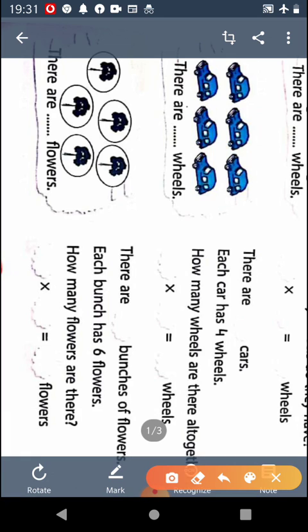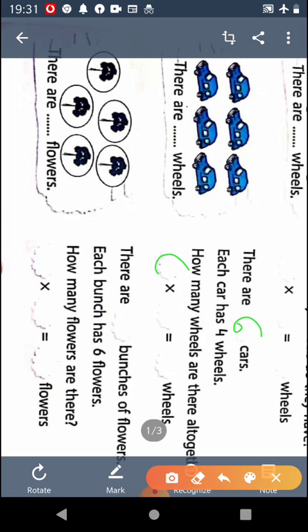And each car has 4 wheels. So how many wheels are there altogether? How many cars are there? There are 6 cars and each car has 4 wheels. So that means 4 plus 4 plus 4 plus 4 plus 4 plus 4. That means total how many wheels are there?